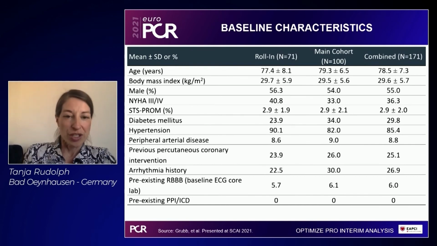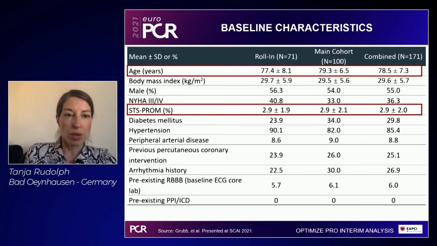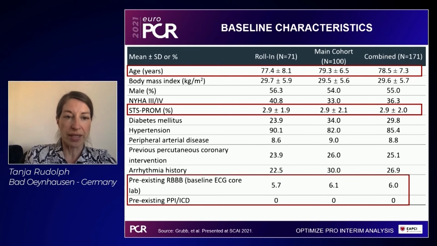The mean age of patients in the Optimize PRO study was 78. And what you see, there was a roll-in phase where the centers were trained on the technique, and then patients went to the main cohort. And I basically will focus on the combined result. This was an overall low-risk patient cohort having an STS score of 2.9, and there was already in 6% of the patients a pre-existing right bundle branch block, the main risk factor for permanent pacemaker implantation.